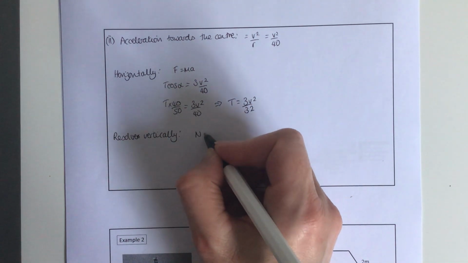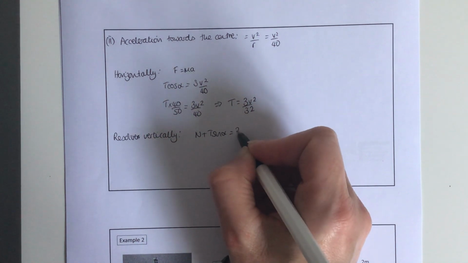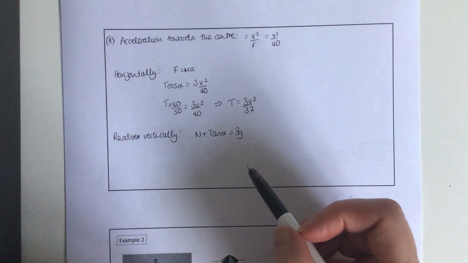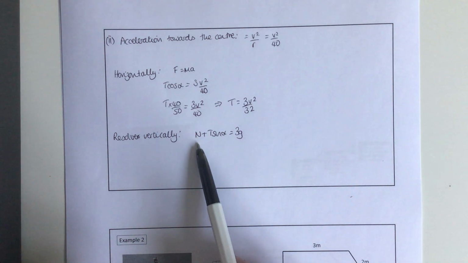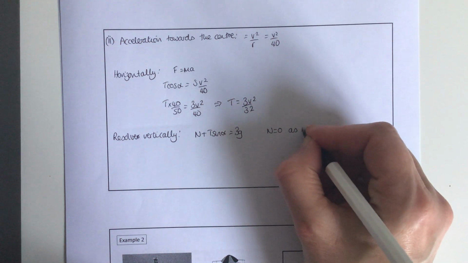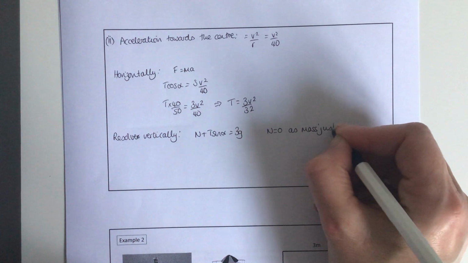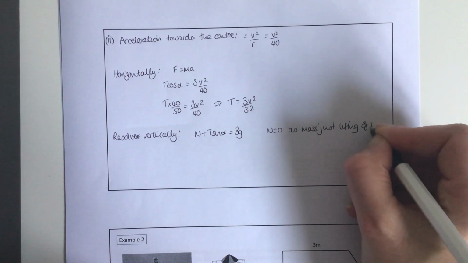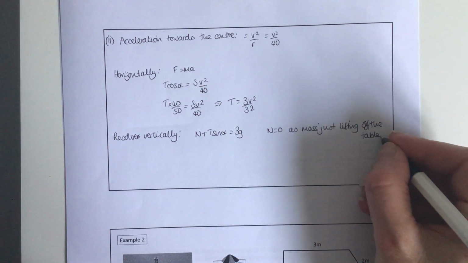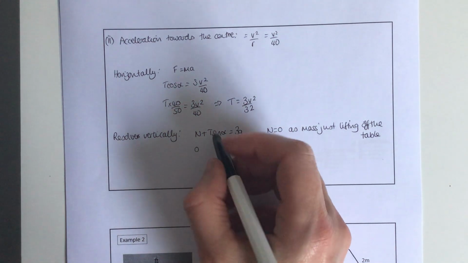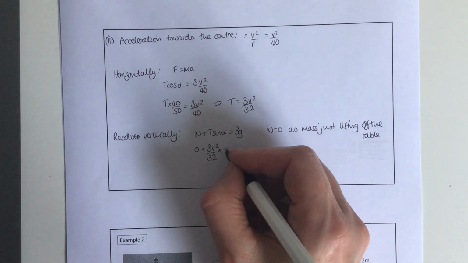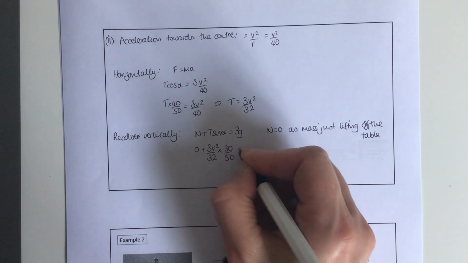So again, same as before, we had N plus T sine alpha is equal to 3g. Now, in this situation, it told us that the particle is about to lift from the table. So if it's not touching the table, we know that actually there is no normal reaction. So we can say that N is 0 as the mass is just lifting off the table. Okay. So I can put in 0 here. T I've worked out is 3v squared over 32. Sine alpha we worked out previously is 30 over 50, and that is equal to 3g.